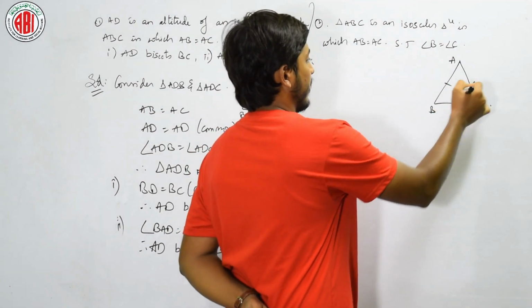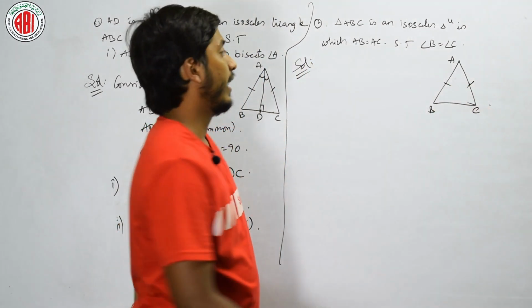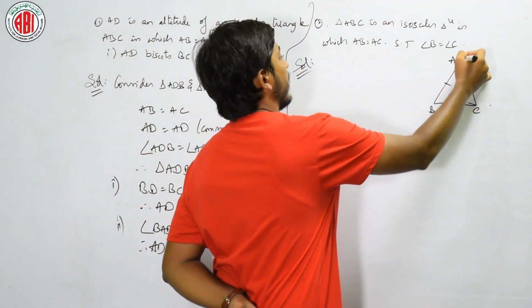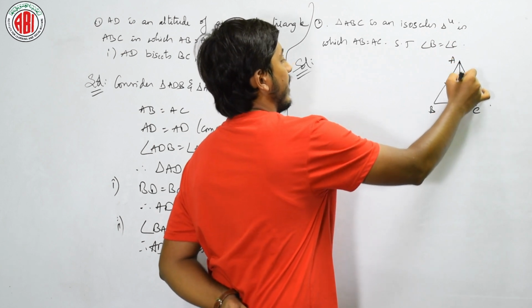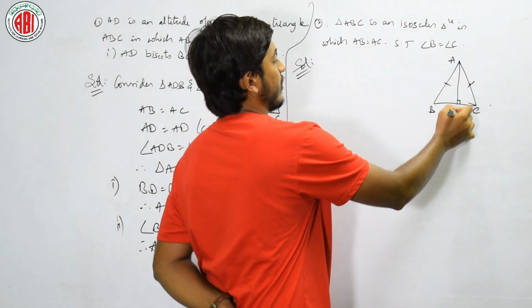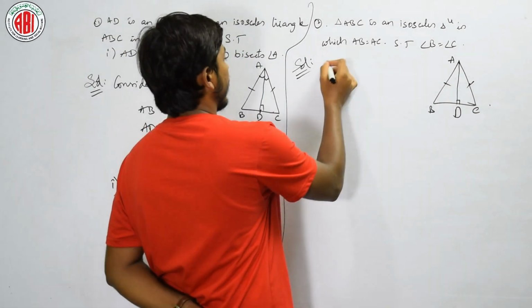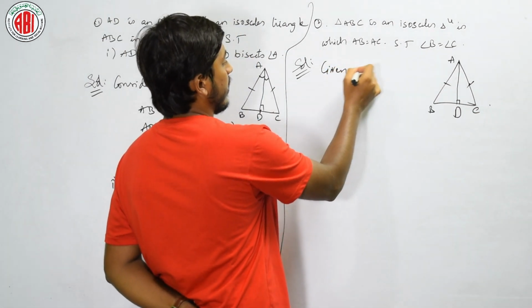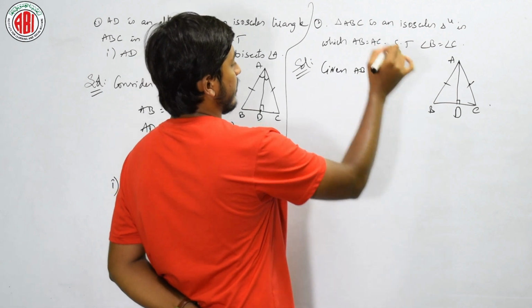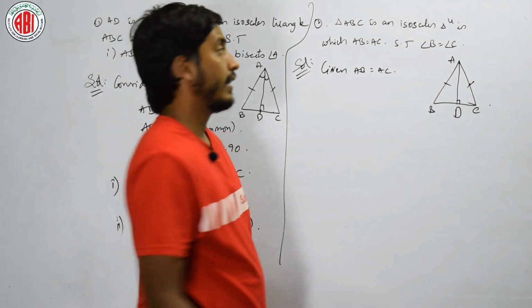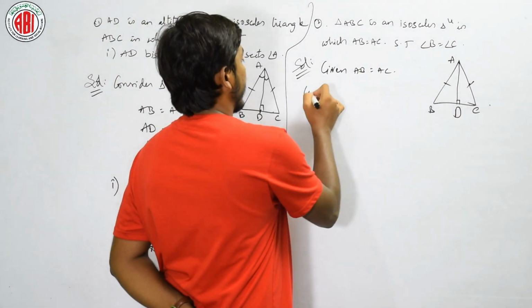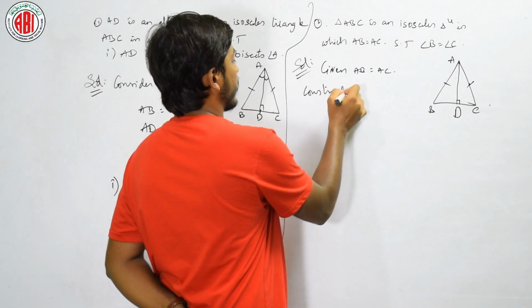AB equal to AC. Clear? Let us draw a line exactly in between so that it is perpendicular, let us put as D, same as it is. Now here, given AB is equal to AC, right? Then now let us add some construction.